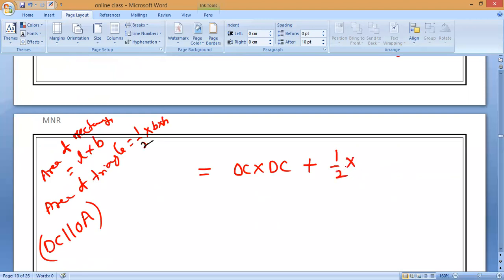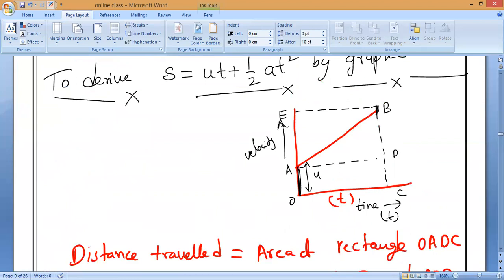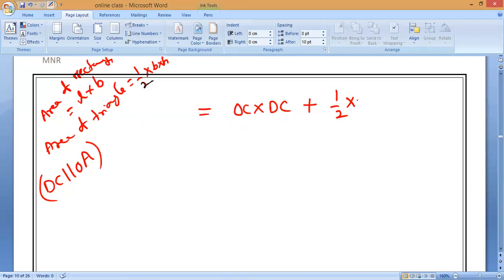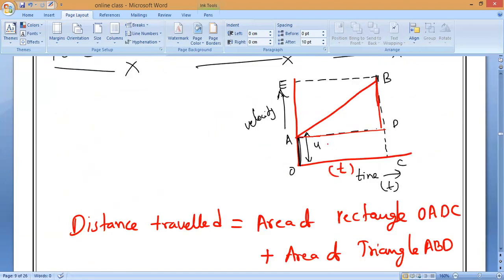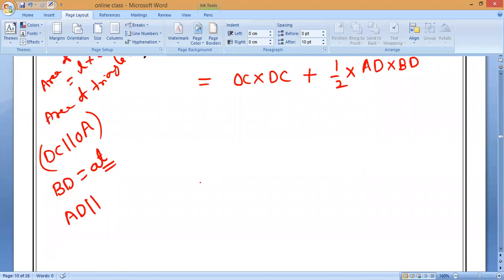Next, area of a triangle. What is the triangle base here? AD. And what is the height of the triangle? BD. So the base is AD, into BD, the height of the triangle. Now, as we already derived in the first equation, BD is equal to what? AD is parallel to OC, which is equal to time period. DC is parallel to OA, which is equal to initial velocity. Is it yes or no? Yes.